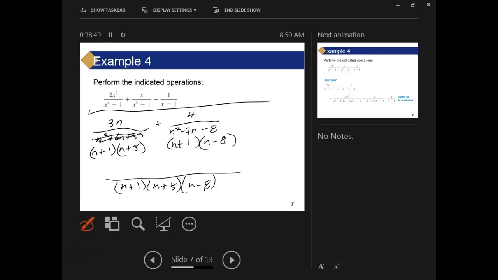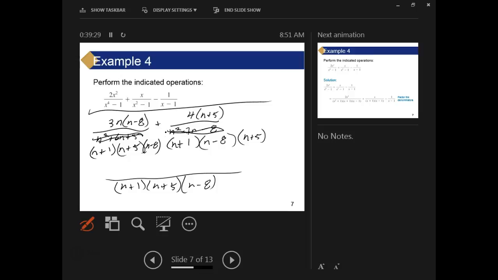But if you multiply the denominator by n minus 8, what had you better do as well? Multiply the numerator by n minus 8. Okay? Then the second denominator, n plus 1 times n minus 8, what do you have to multiply it by to make it look like this? N plus 5. But if you multiply the denominator by n plus 5, what did you better do? Multiply the numerator by n plus 5 as well. Okay, now we've got our numerators set. Let's combine them together.